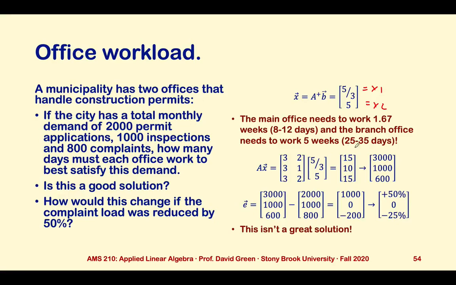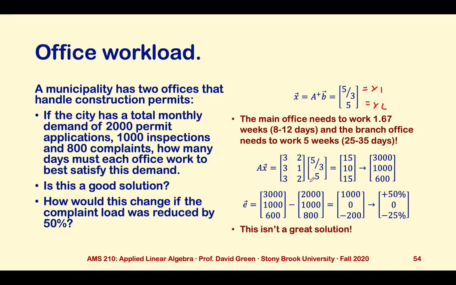days. Already, this looks like a problematic answer. At least the upper end of this goes beyond the number of days in a month. So this is both an unbalanced solution, the main office is working much less than the other, but also the amount of time being asked of one of the offices seems to be perhaps violating the number of available days, or at least very close to it.